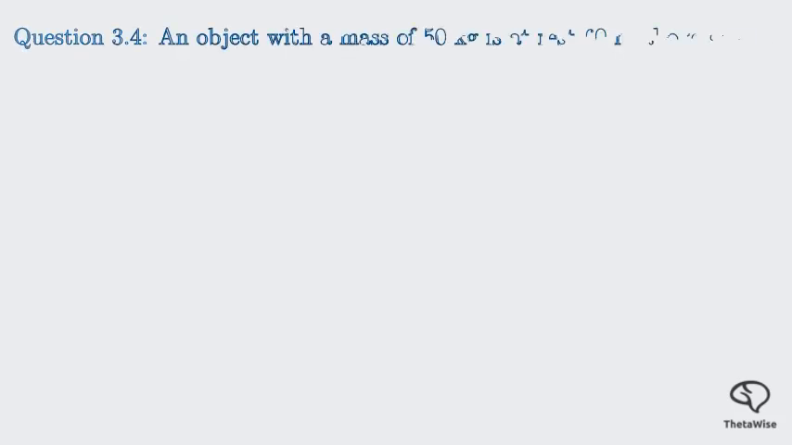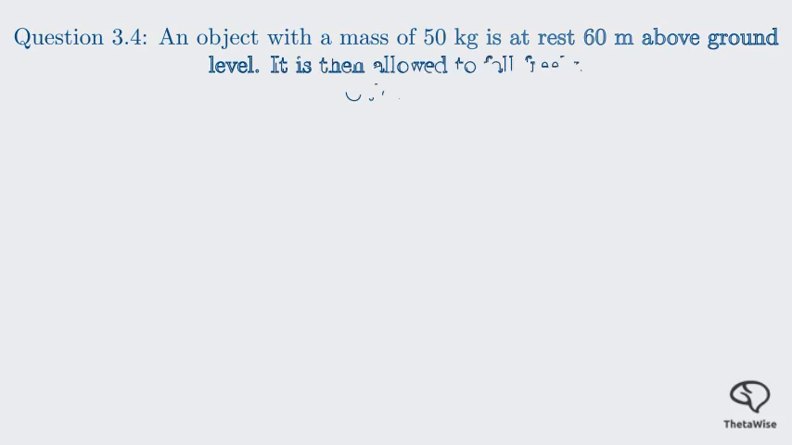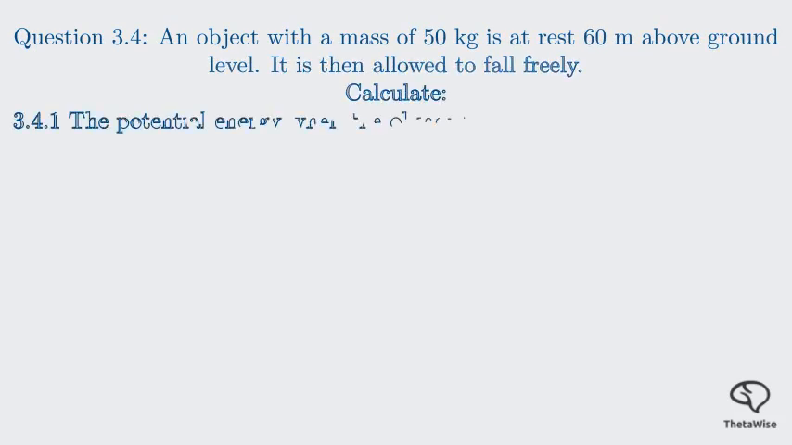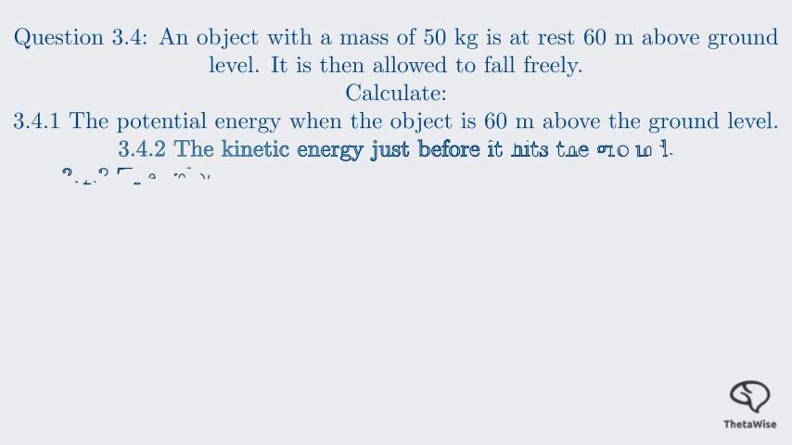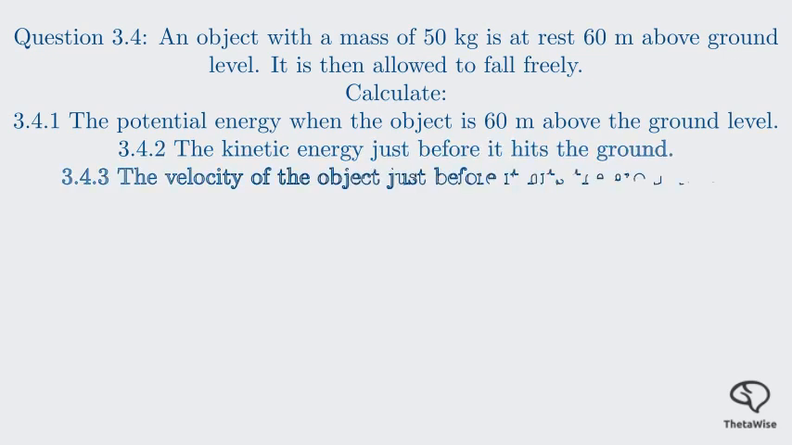We've reached our final question, question 3.4. This one is about the conservation of energy. The question says, an object with a mass of 50 kilograms is at rest 60 meters above ground level. It is then allowed to fall freely. We need to calculate its potential energy, its kinetic energy, and its velocity just before it hits the ground. The key principle here is the conservation of mechanical energy.